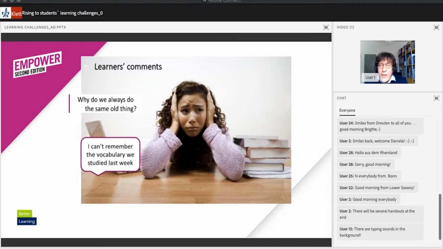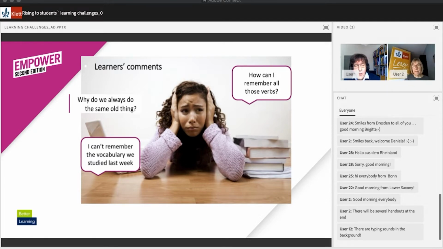A very common problem, I think, if you teach at Volkshochschule with older learners, especially. I think this is a major issue. This one is quite similar. How can I remember all those verbs? Perhaps also a response to having to learn things by heart, and possibly also just overload of input, of having too much to learn.